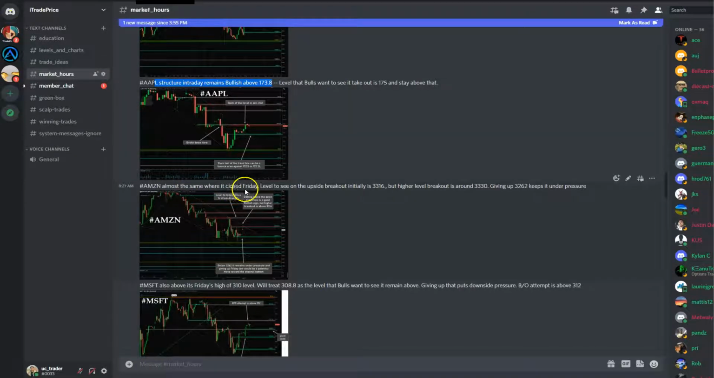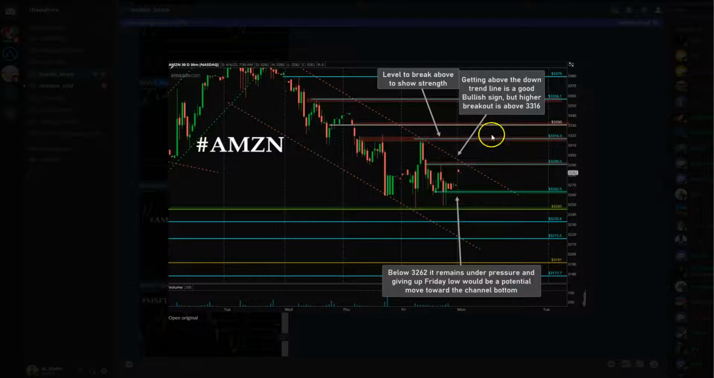All right, let's take a look at the next one. Amazon, almost the same where it closed Friday. The level to see on the upside breakout is 33.16, but the higher level is 33.30. So here is the morning chart. It was around 32.82, and getting above 33.16 meant that it was getting stronger because it was also getting above the downtrend line and also the intraday swing highs from Friday as well.